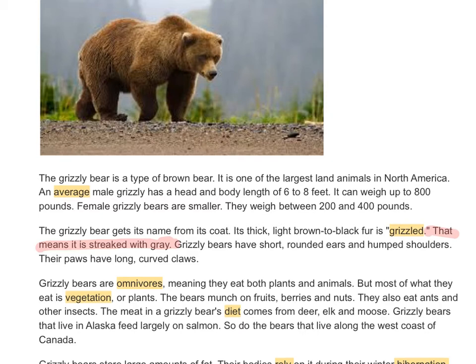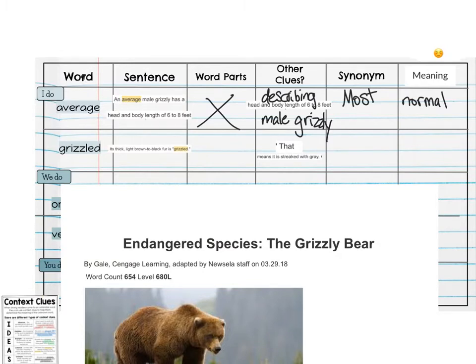So let's look at that graphic organizer. The sentence from the text says, its thick light brown to black fur is grizzled. And you can see I copied that and pasted it in the box that says sentence. I'm looking inside the word now for any word parts that might help me. And I'm noticing the suffix ed was placed on the end, meaning it's past tense, grizzled. So that might help me get in the routine of looking inside the word, because sometimes word parts might help us. In this example, ed just tells me it's in the past, but it doesn't give me any meanings.